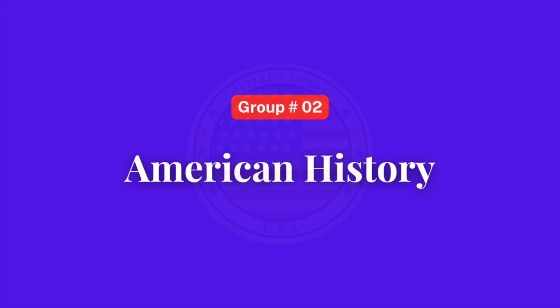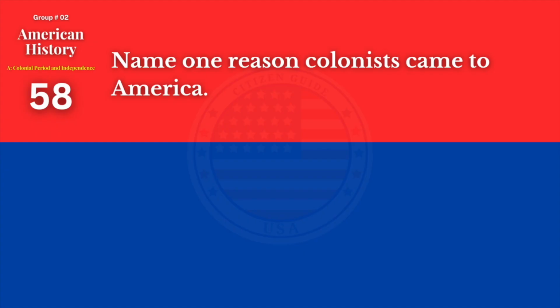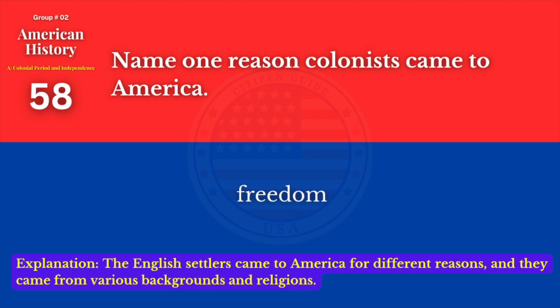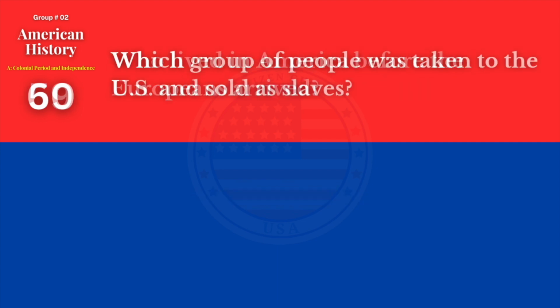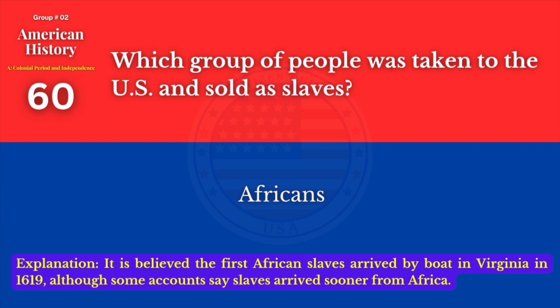Group 2. American History. Name one reason colonists came to America. Freedom. Which group of people was taken to the U.S. and sold as slaves? Africans.